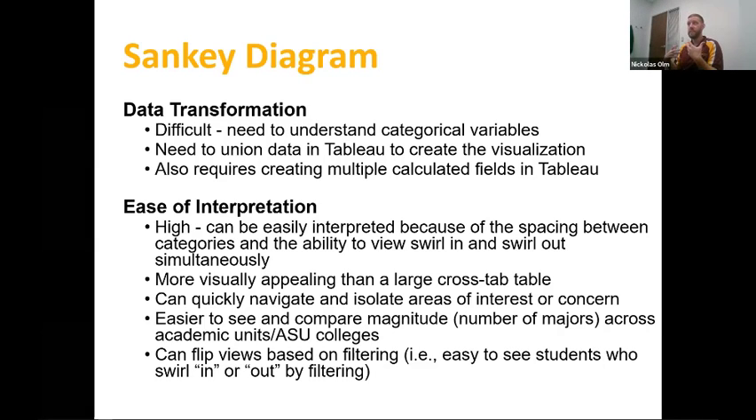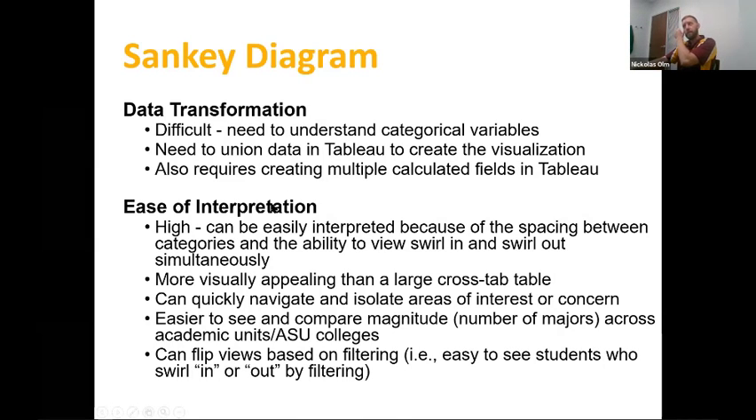It's the Sankey diagram that I started to build through Tableau. You needed to union the data, pivot the data, and then you have to create, I think there was 10 calculated fields in order just to create the different swirl variations in Tableau. But it is easier to look at.